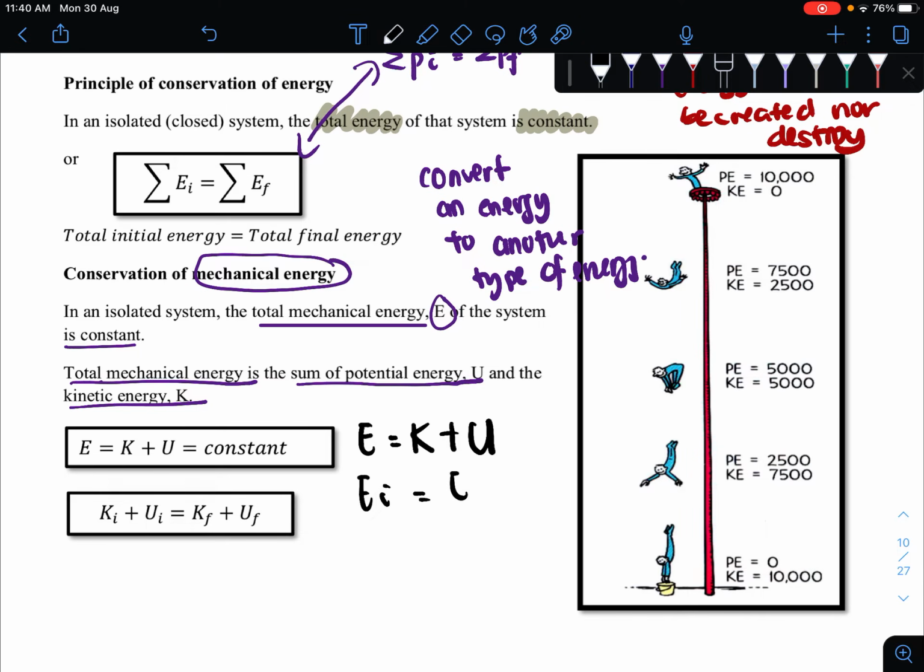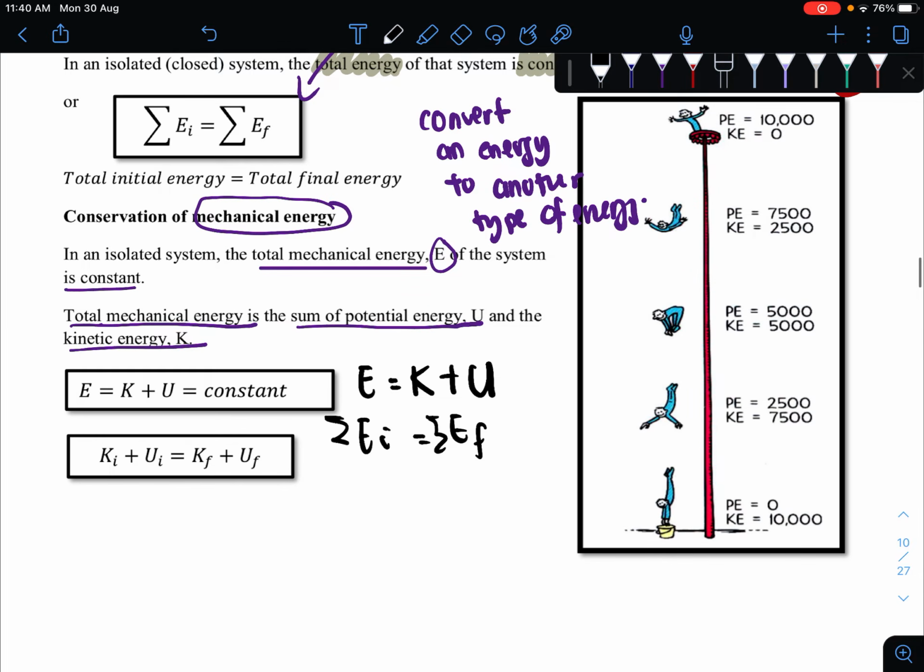Okay, so when you say initial energy equals final energy, summation of E initial must equal summation of E final, your E is K plus U. Because this is initial, the subscript here will also be initial. Equals K final plus U final.